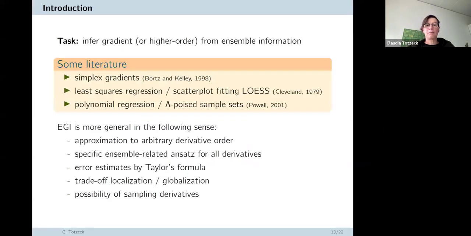And there, as I said, we are not the only ones doing that. Of course, there are simple gradients which follow the same task: least squares regression, polynomial regression, and so on. Why we still follow this is because the way we tailored it is that we can approximate arbitrary high order of derivatives. We do the same approach for all derivatives. We have error estimates using Taylor. We can have a trade-off between localization and globalization that I will show in a minute and is very helpful. And you can also sample derivatives.